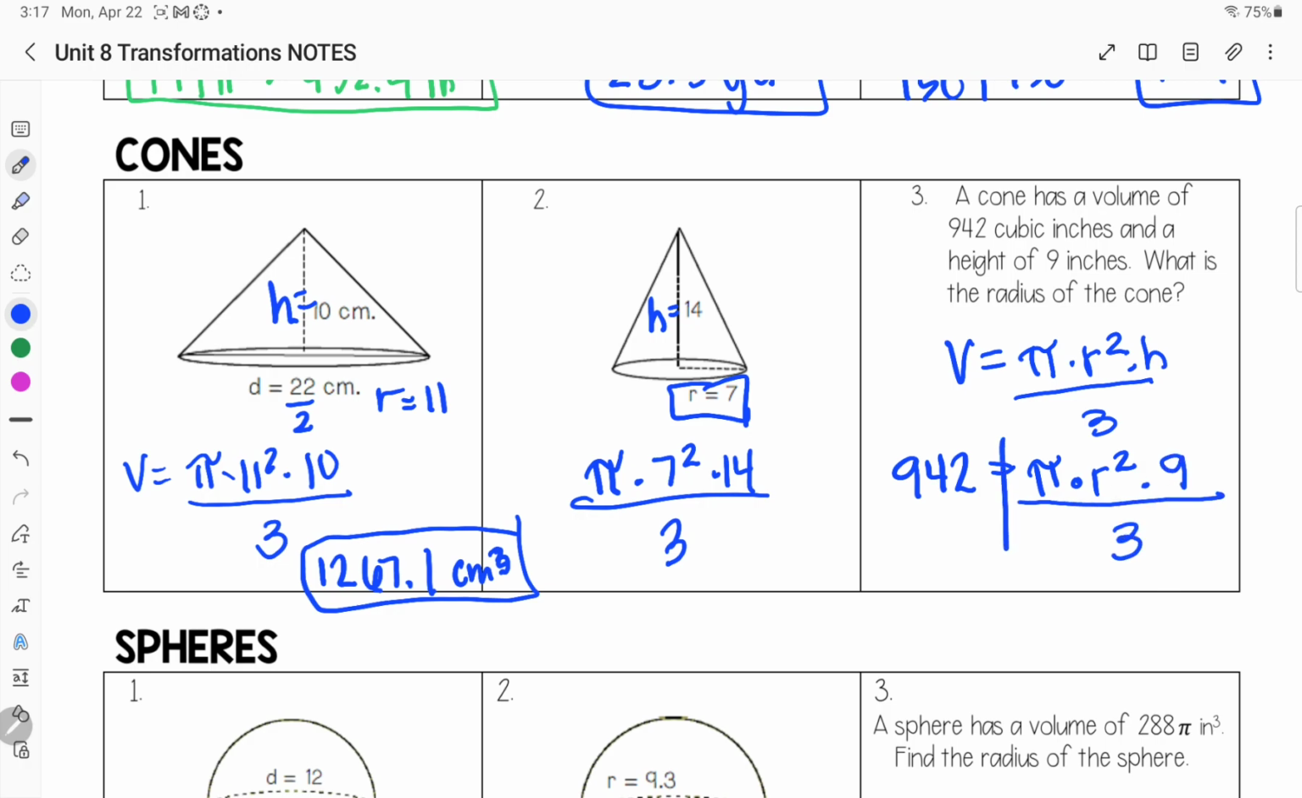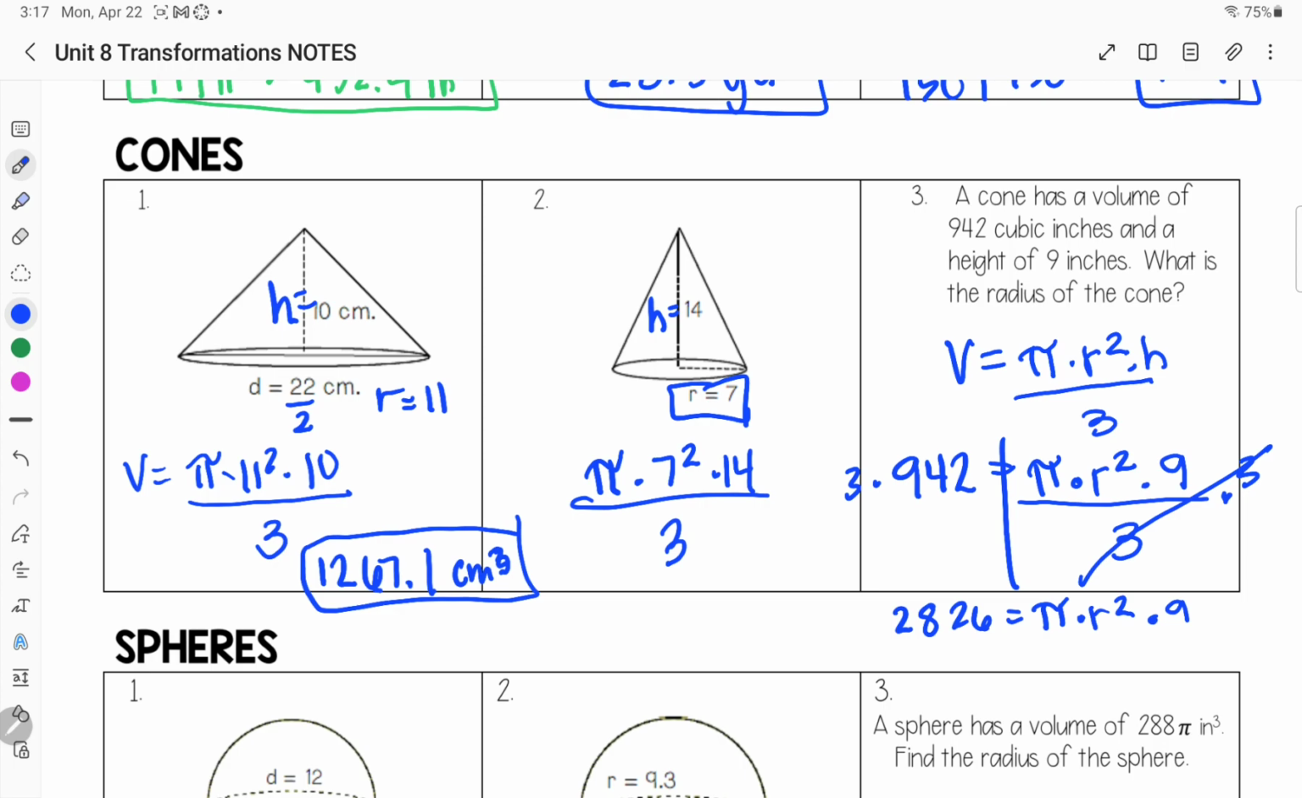So first thing we need to do is multiply both sides by 3. Because if I multiply this by 3, that will cancel out, become 1. And then I'm going to multiply this side by 3. And so we end up with 2826 equals pi times radius squared times 9. Now from here, we can combine these like terms, or you can divide by 9 and then divide by pi.